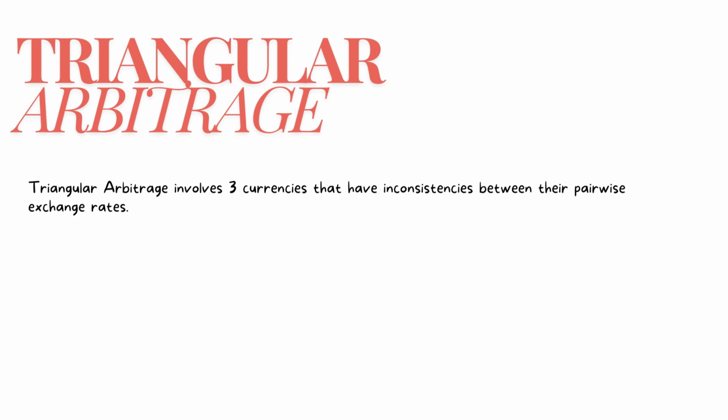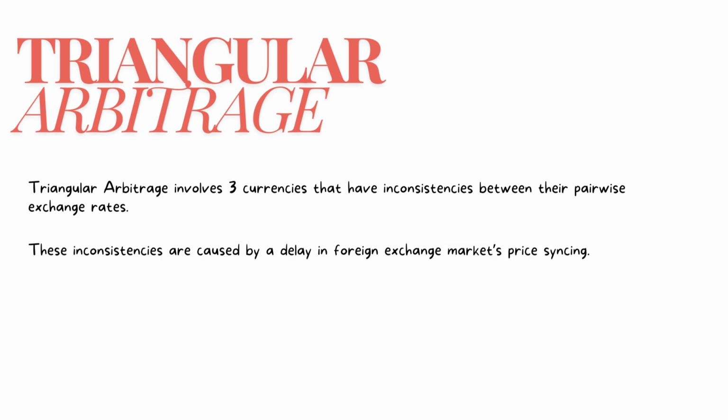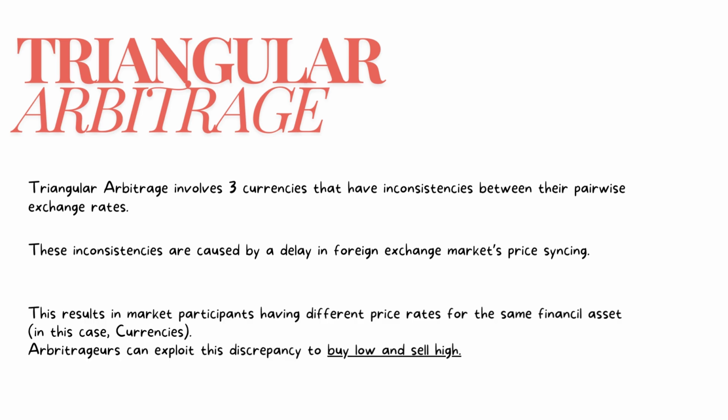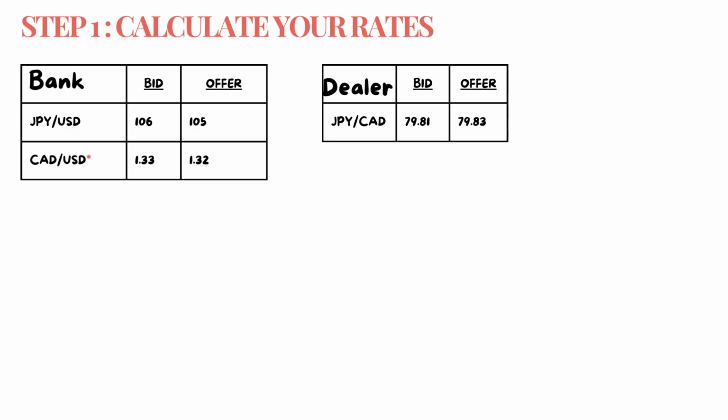Triangular arbitrage involves three currencies that have inconsistencies between their pairwise exchange rates. This is caused by a momentary delay in foreign exchange price syncing across the market. That basically means that dealers in banks can have different prices for the same currency. So, once that inconsistency is identified, one can buy low and sell high.